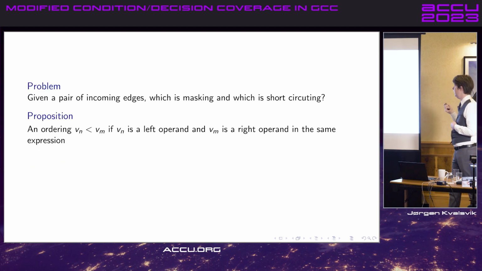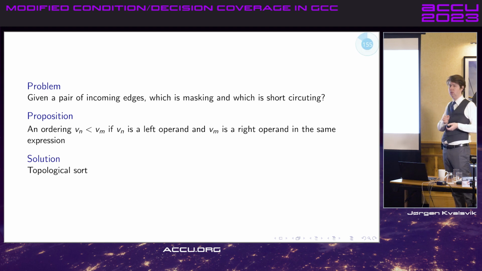So given a pair of incoming edges, which one is masking and which is short-circuiting? There is an ordering, so that if you have two nodes, if you have two terms, and one is a left operand, then it should have a lower index in comparison. This is what we need, so that if you have two nodes, you can tell which one is to the left, so to speak, in the original expression. It turns out this is easy to solve with a topological sort.